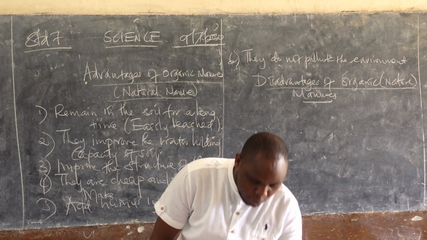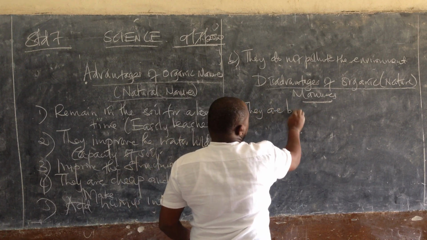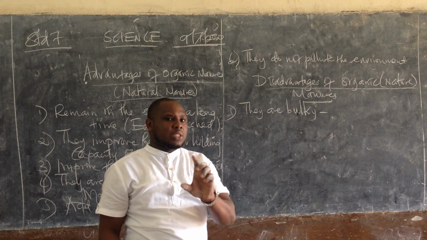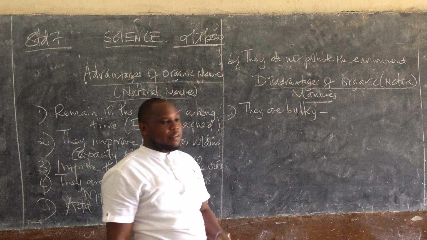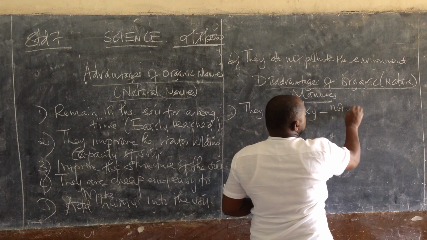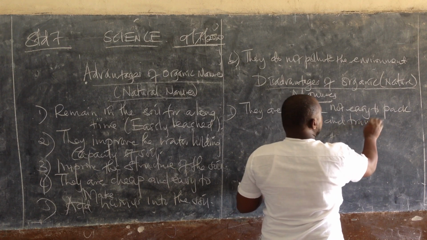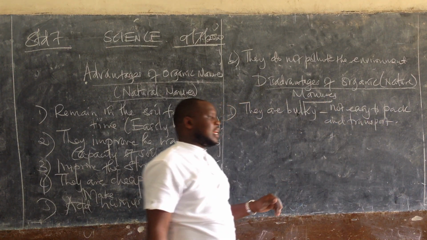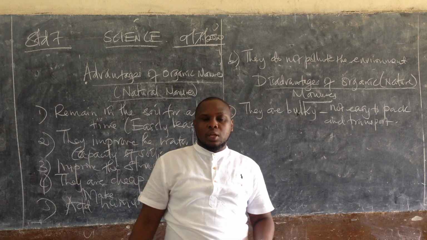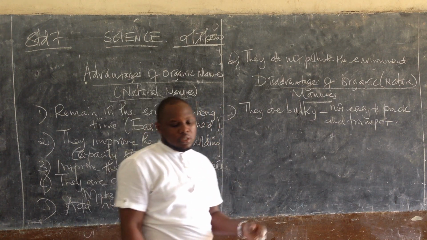Number one, they are bulky. What do you mean by bulky, learner? They don't have a regular shape that you can pack into sizable units like 2 kg, 5 kg and the rest. So when you talk about being bulky, you mean that they are not easy to pack and transport. Unlike inorganic fertilizers, which are packed in 5 kg, 20 kg and so you can load them in a lorry and carry away. You can also buy 2 kgs, 1 kg and the rest. But these ones are bulky to carry.